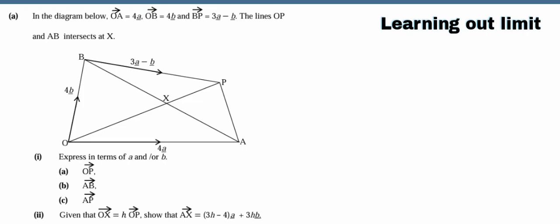So to start with, the question is saying, in the diagram below, OA vector is equal to 4A vector, OB vector is equal to 4B vector, and PB vector is equal to 3A vector minus B vector. The lines OP and AB intersect at X.